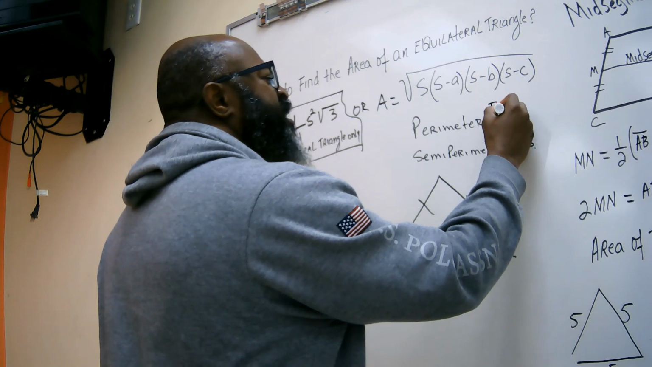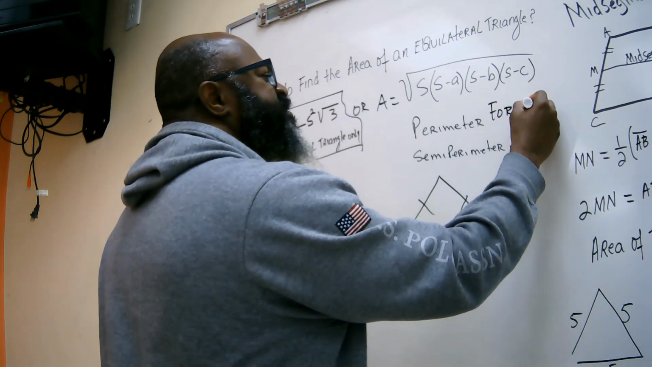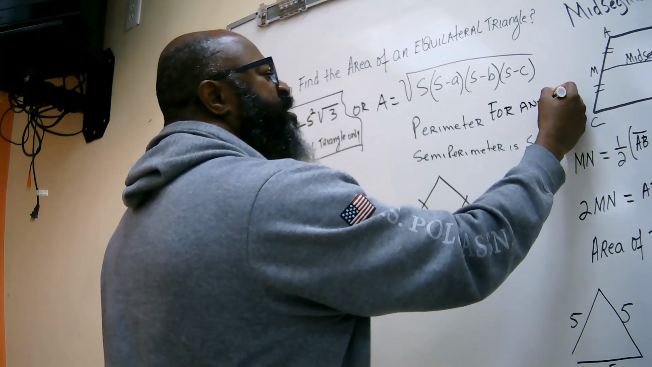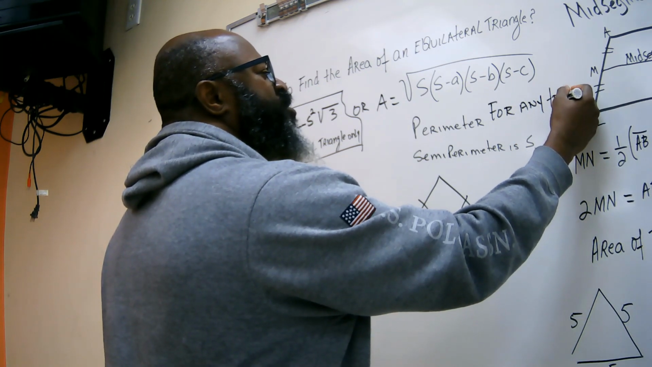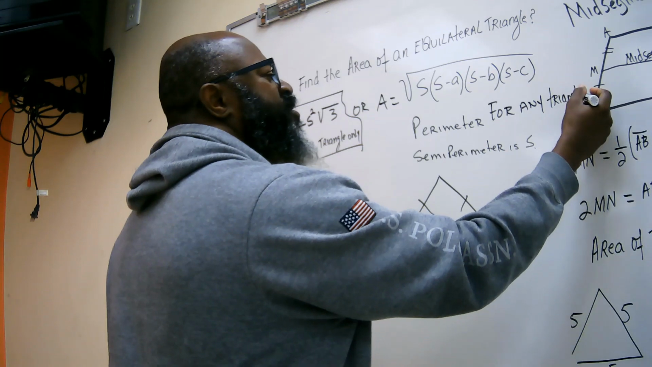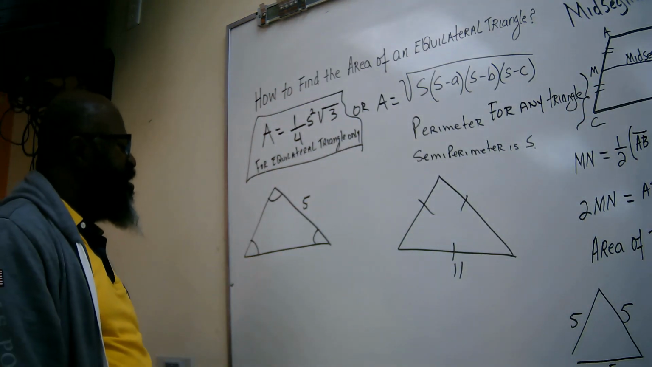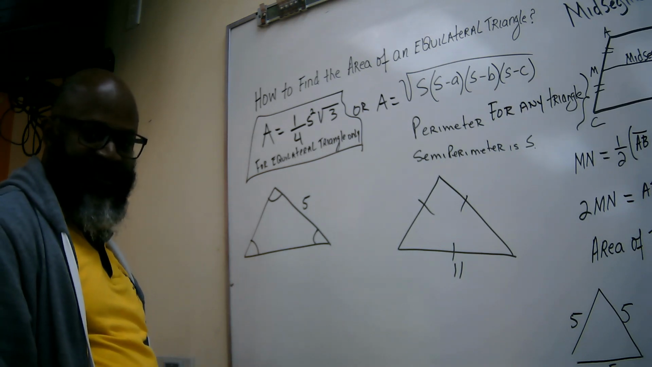Then the semi-perimeter, then you apply that. This works for any triangle. So as long as you know the perimeter of the triangle, this will work. So the easiest one will be for the equilateral triangle. So let's do the application.